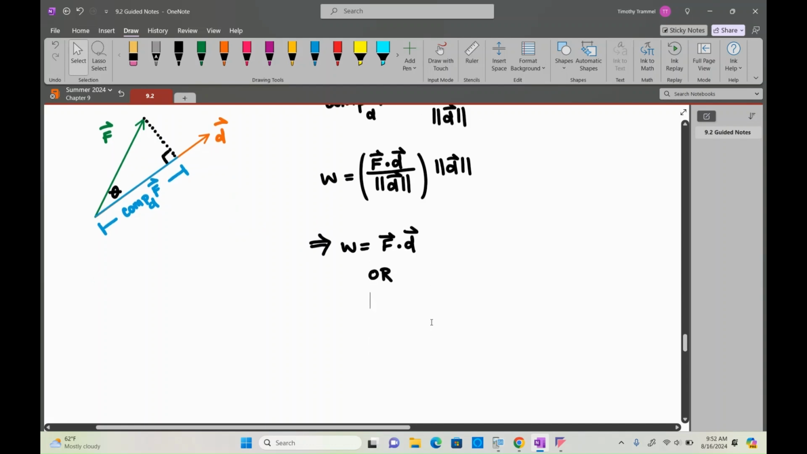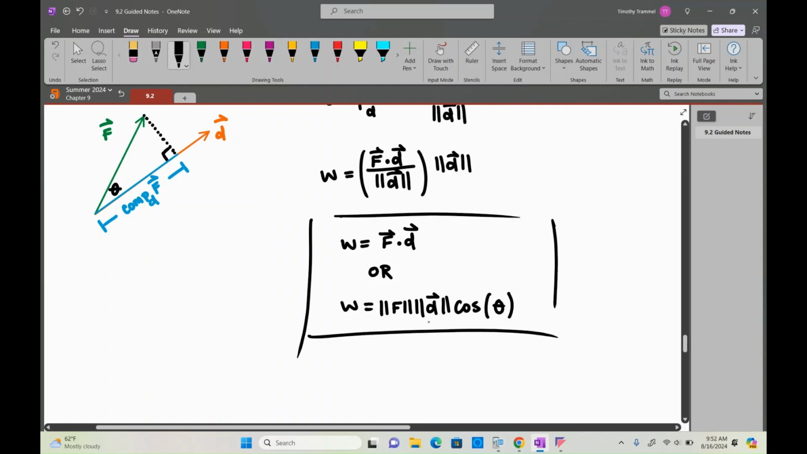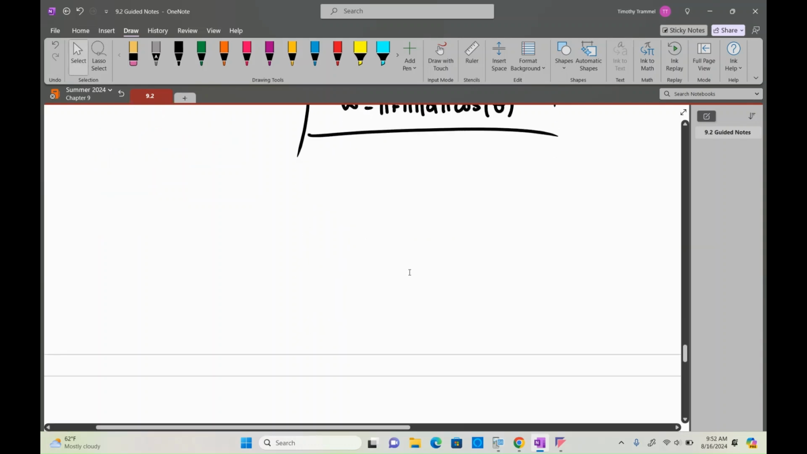And remember, you can write the dot product in a different way, so you could also write this formula as the magnitude of F times the magnitude of the displacement times cosine of the angle between the two vectors. And so these are going to be our two work formulas. For those of you who take physics in the future, you're going to be computing work or using work to solve problems all the time. Let's try one out here.